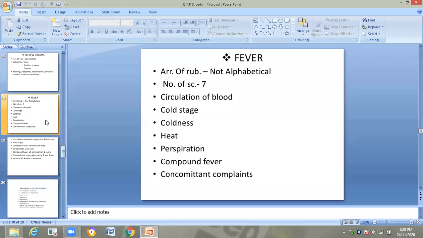So in this way, the rubrics are not arranged alphabetically, but there are 7 subsections, and with the help of these subsections we can easily find out the symptoms related to different stages of the fever. The subsections under the fever section are circulation of blood, cold stage, coldness, heat, perspiration, compound fever, concomitant complaints.